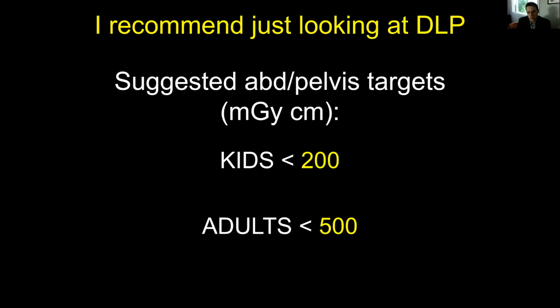Okay, now all of that stuff aside, I recommend on that report just looking at the DLP. And here are some numbers, and you might disagree with me, and that's fine. You've thought about it, and then I feel like I've been successful if you've thought about it. But for kids, abdomen and pelvis, I would say you could get away with having a DLP less than 200 and still have a high-quality study. For adults, they're bigger, so you're going to need a little bit more dose. You can get away with a scan under 500 milligray centimeter and still have a great study.